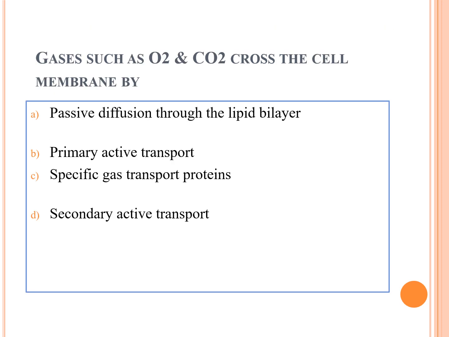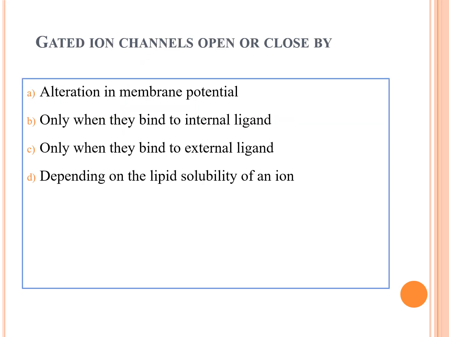Similarly, like amino acids. Gases such as oxygen and carbon dioxide cross the cell membrane, you know this, mainly through passive diffusion. We didn't study the other types of transport mechanisms, that we will study in the next class. So it is not through active transport or secondary active transport.